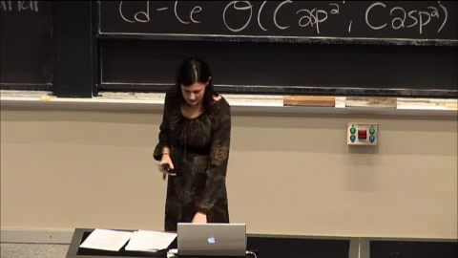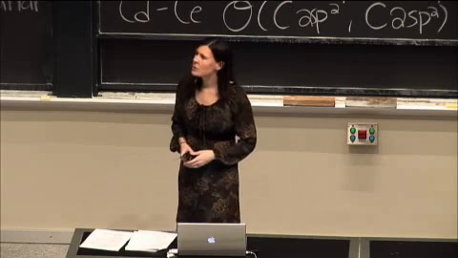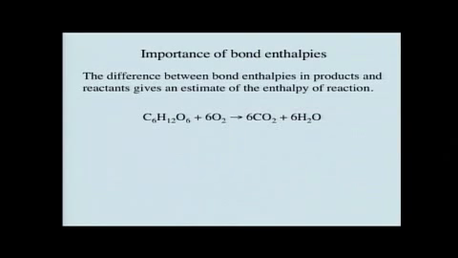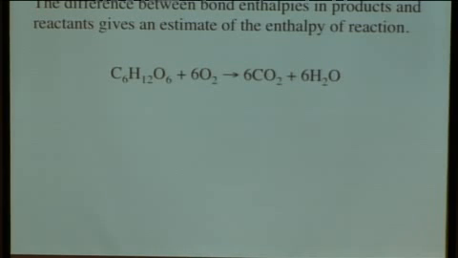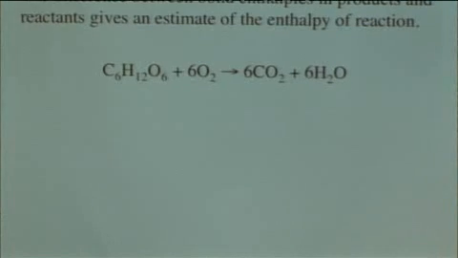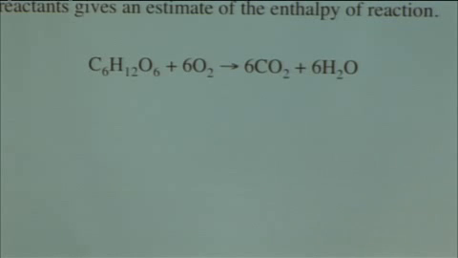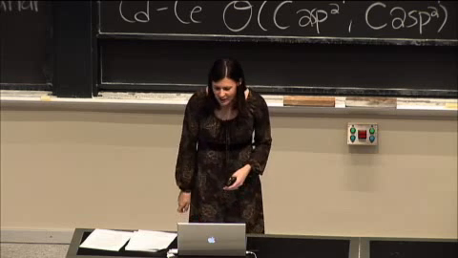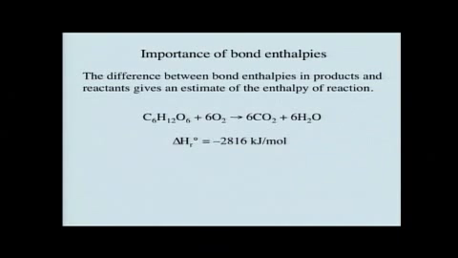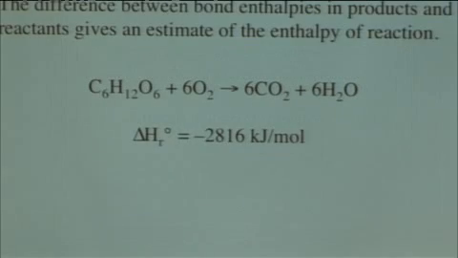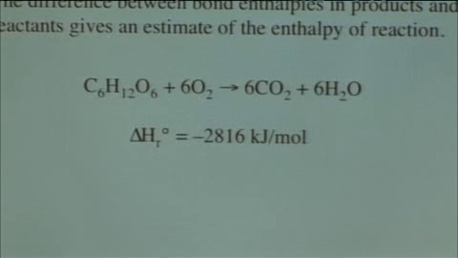So we'll do that in just a second, and the reaction that we'll do it with is the oxidation of glucose here. So C6H12O6, 1 mole of glucose plus 6 moles of oxygen gives us 6 moles of carbon dioxide and 6 moles of water. So what we can find out, and hopefully what we will match up when we look at using the different bond enthalpies, is that the enthalpy of this entire reaction is negative 2816 kilojoules per mole.